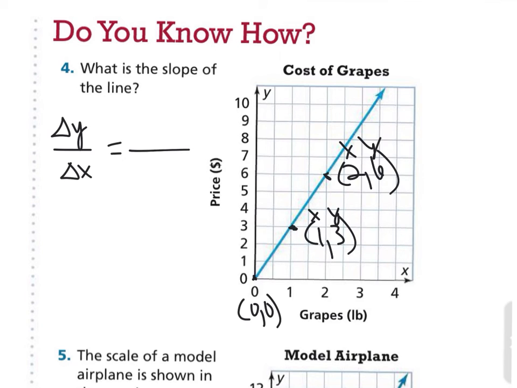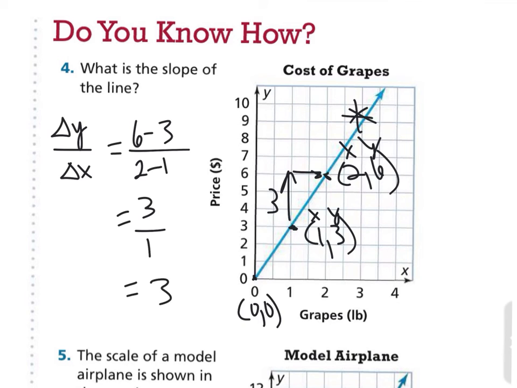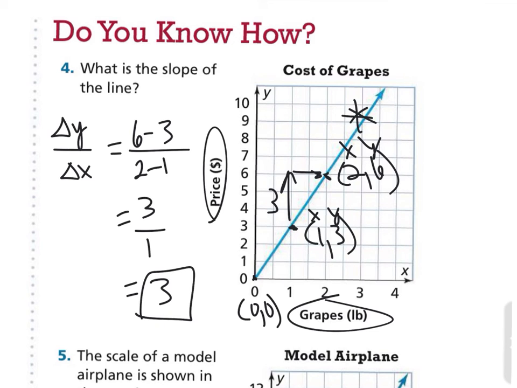So to get from 1, 3 to 2, 6, our change in y, we're going from 3 to 6. So that's a difference of 3. So we go up 3. And then the x, we went from 1 to 2. So that's going over 1. And you'll notice when I worked that out, I started with the 6 on the y's. I started with the 2 on the x's. So that's 3 over 1. And that's the same as 3. And if you look at the information here, what that's telling me is $3 per pound of grapes. They didn't ask that question, but they could have.